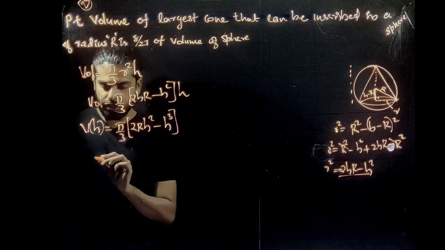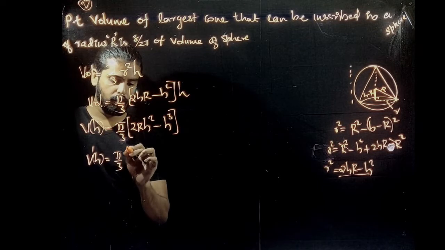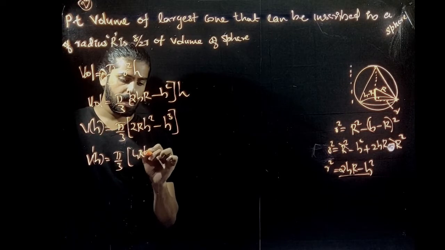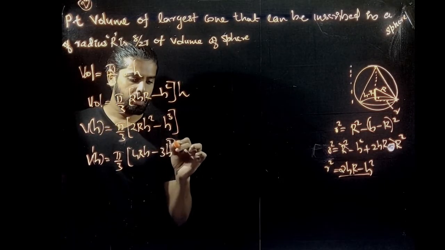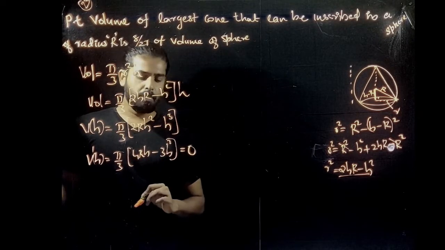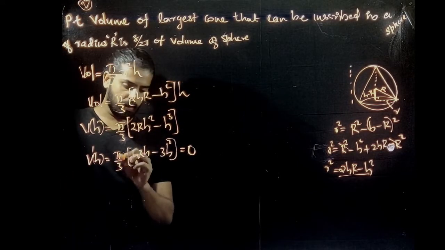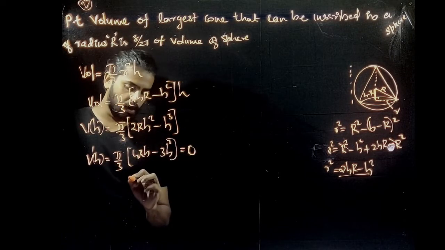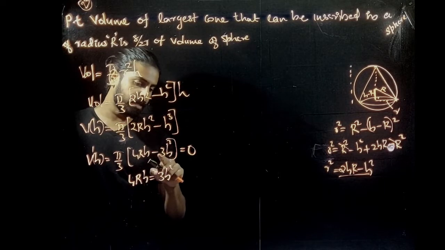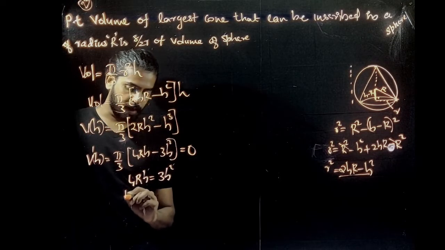So V dash of h, the first derivative, is equal to pi by 3 into, derivative of h square is 2h, so 2 into 2 which is 4Rh minus 3h square. Since the derivative is 0 at maximum volume, we can equate the derivative with 0 and solve this. So 4Rh minus 3h square is equal to 0. That means 4Rh is equal to 3h square. Cancelling this h and h, we will get h is equal to 4R by 3.